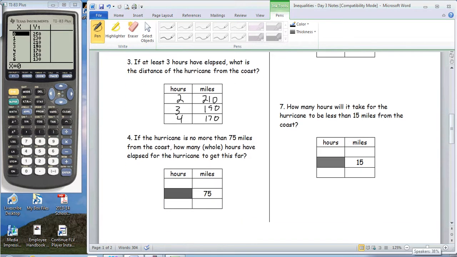If the hurricane is no more than 75 from the coast, what I need to do is go over here, and I'm looking for distance. They gave me the distance. So I need to come here and look and see 75 is between 8 and 9. See, here is 70, there's 90, 75 is between 8 and 9. So I'll put 8, it's at 90, 9, it's at 70.